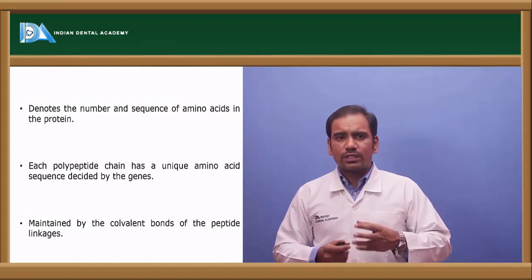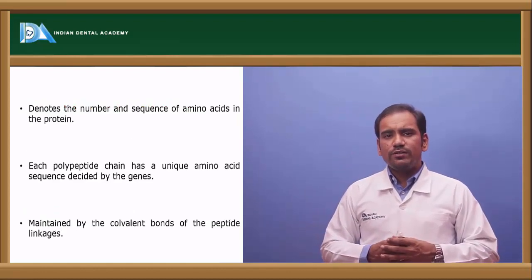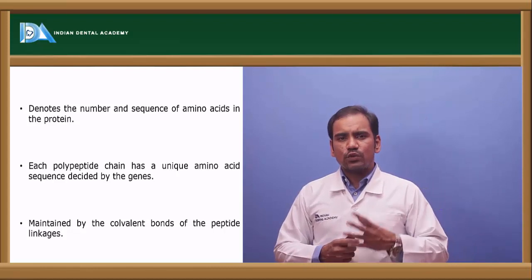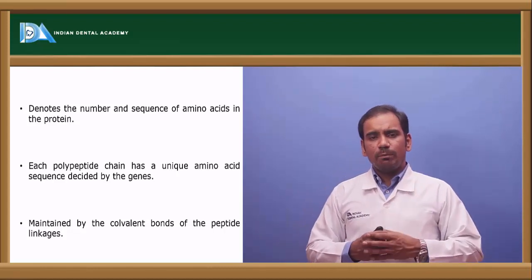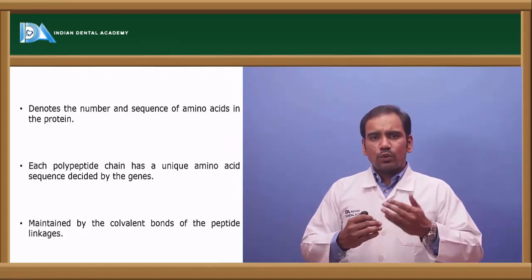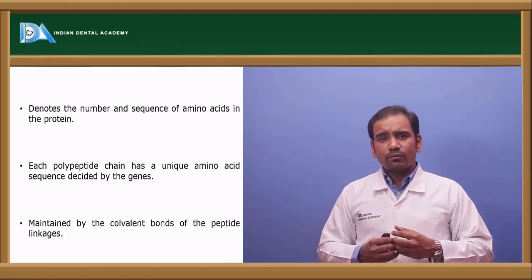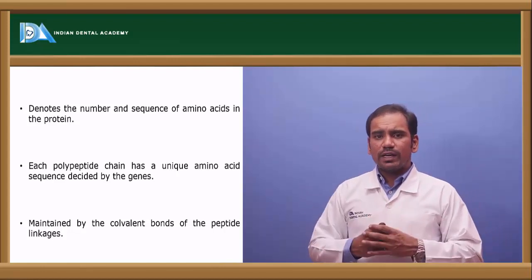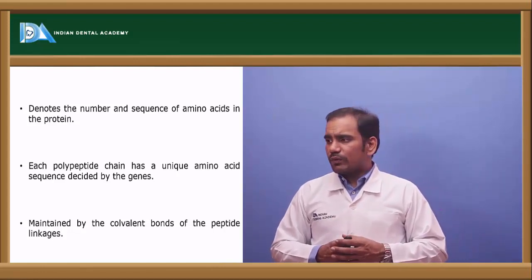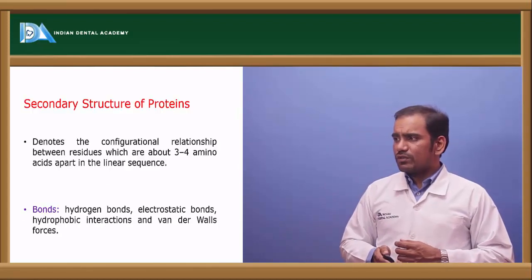An example of primary structure is the insulin structure. Insulin has 2 polypeptide chains, A chain and B chain, and they are linked together by disulfide bonds. So that is the example for the primary structure of protein.